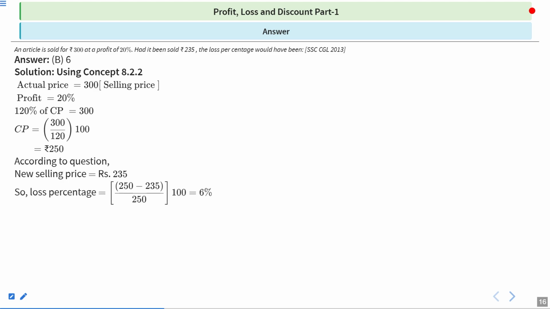So for loss percentage, we first need to calculate the loss, which is cost price minus selling price, upon cost price multiplied by 100. When we simplify it, we get 6%. So the loss percent is 6%. B is the correct answer. Next one.